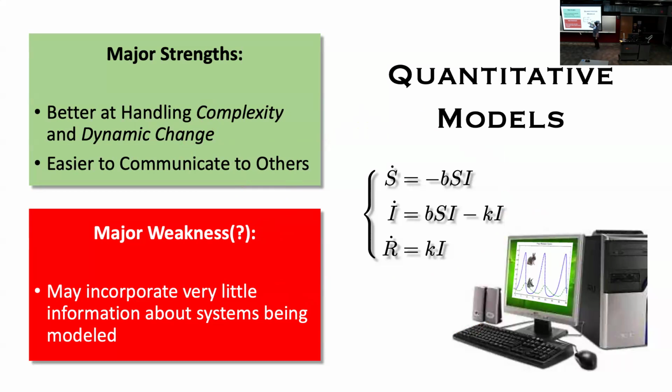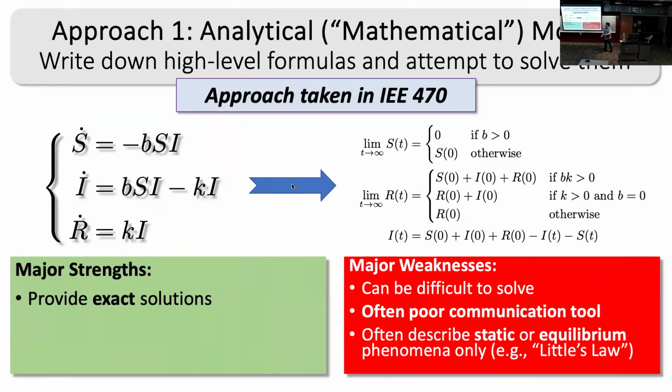The downside of this is it sort of works in a cartoon epidemic, but it may incorporate very little information about the fact that people aren't in a well-mixed system. Not everybody can infect everyone else, and so on and so forth. So it leaves a lot out, but we can actually solve this problem, and we can actually point to the variables and communicate what they are. So there are trade-offs there for these quantitative models.